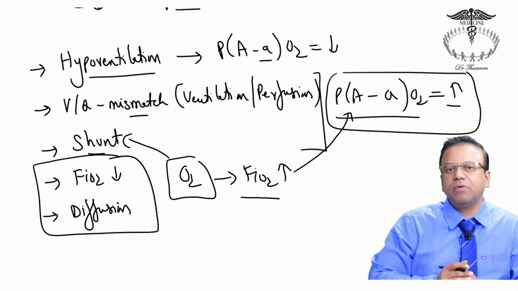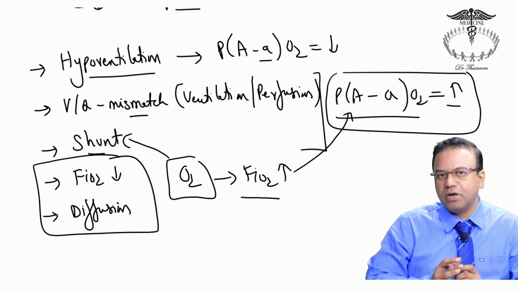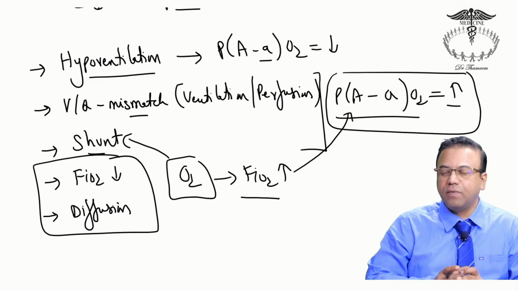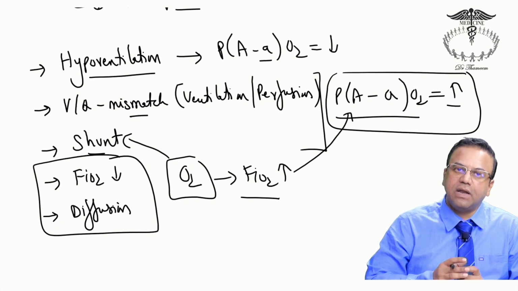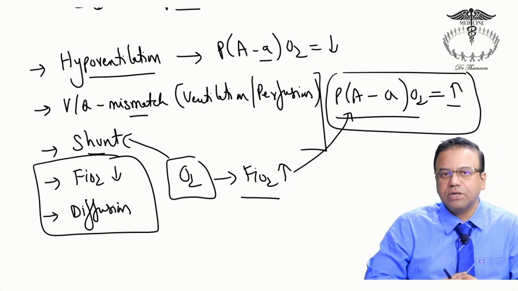The way to differentiate between the two: give oxygen and see. If the patient responds to 100% oxygen, FiO2 of 1, then that's a mismatch. If it doesn't respond to the oxygen, then there's a shunt.